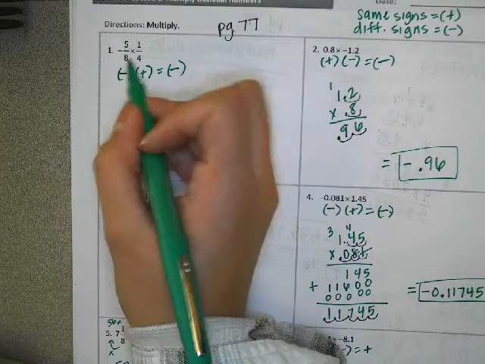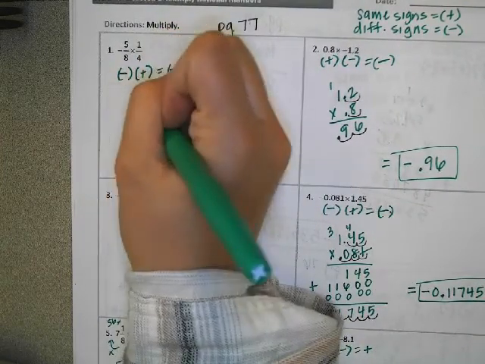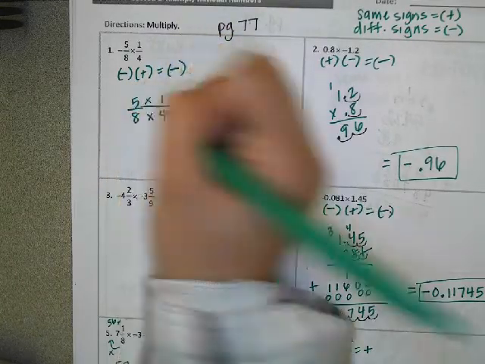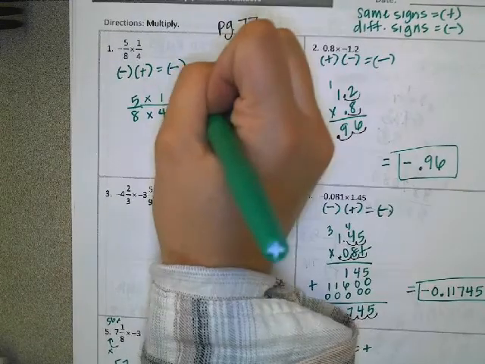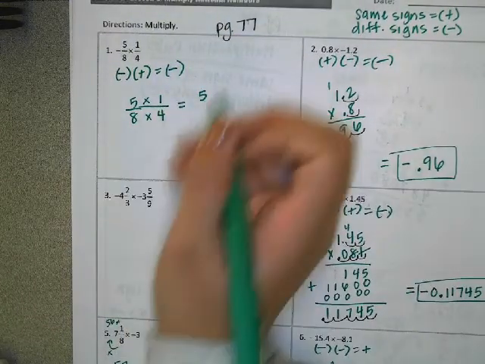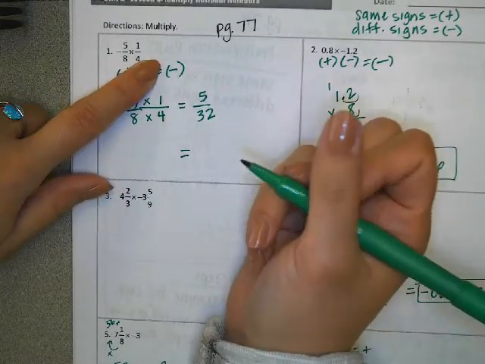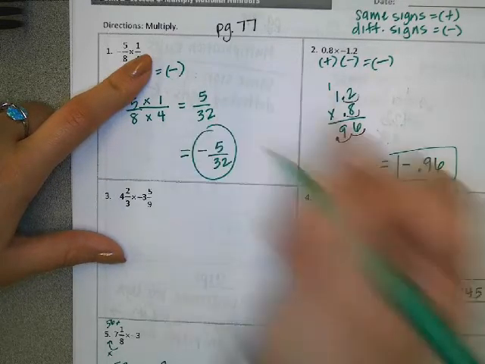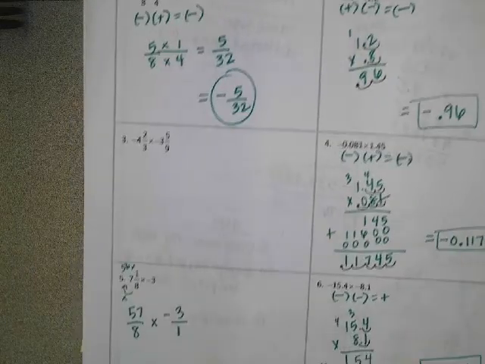So now all I'm going to do is multiply straight across, 5/8 times 1/4. So I know 5 times 1 is 5 and 8 times 4 is 32. So my final answer with the correct sign is negative 5/32. Negative 5/32.